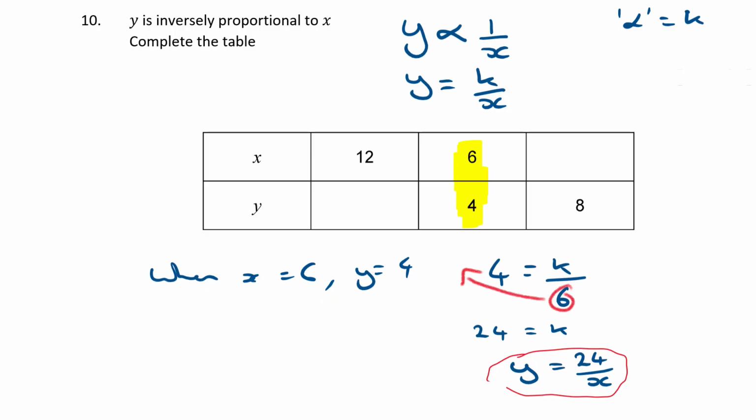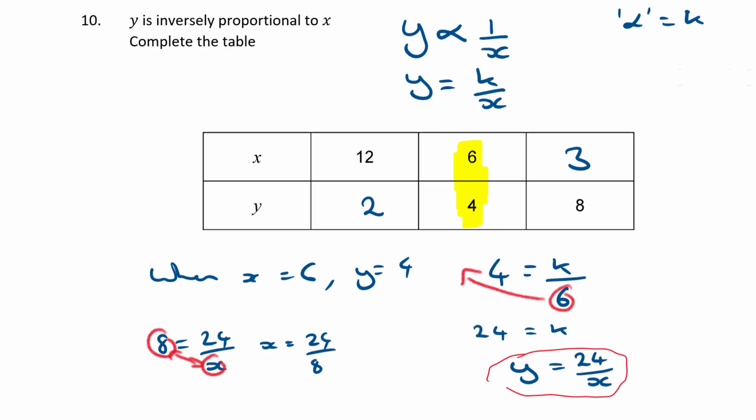So if x equals 12, then y is 24 over x. Y is 24 over 12. 24 divided by 12 is 2. So when x is 12, y is 2. And what about the other way around? So if y is 8, what is x? Okay, so if 8 is equal to 24 over x, just cross multiplying these two, just switching them around, I'm going to get x equals 24 over 8. 24 divided by 8 is 3. So x is 3 when y is 8.